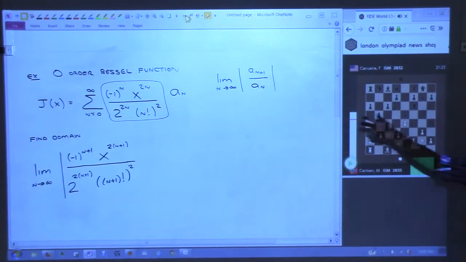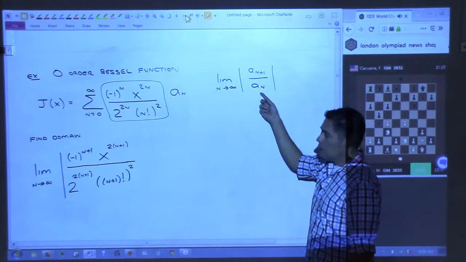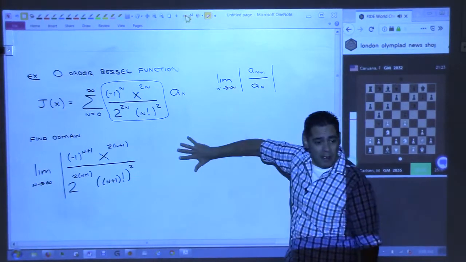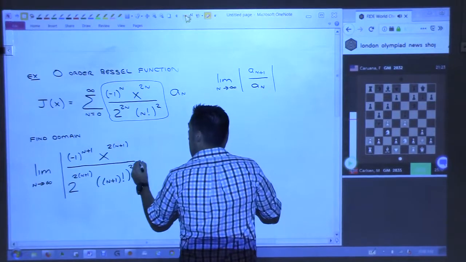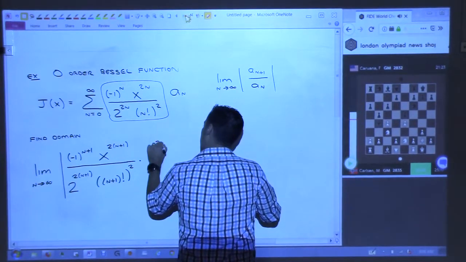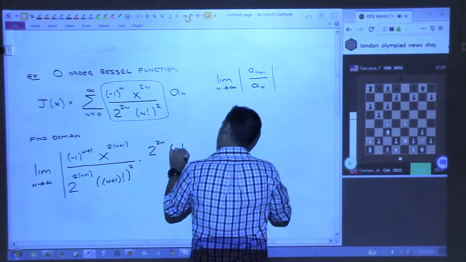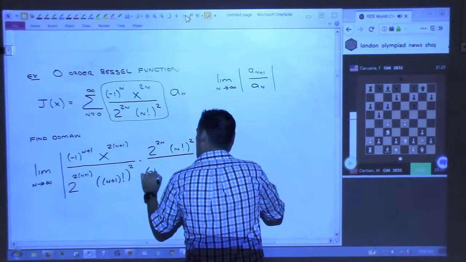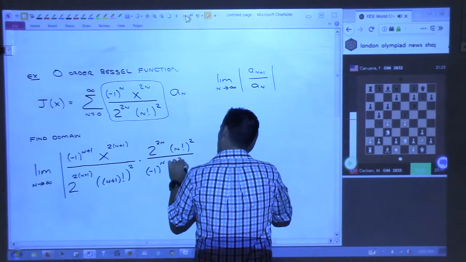Now I'm supposed to divide that by a sub n, right? Because it's a fraction, I'm not going to put the fraction underneath this. I'm going to flip it and put it over here. So this is going to be 2 to the 2n, n factorial in parentheses squared, over negative 1 to the n x to the 2n.